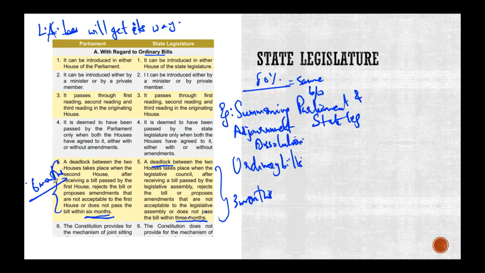The Rajya Sabha has power to think about it and take a call, and it has 6 months to do so. But the State Legislative Council has only 3 months to pass the bill. Okay, is that clear? Now, the Constitution provides for the mechanism of joint sitting at the center. Here, in the states, the Constitution does not provide for the mechanism of joint sitting.